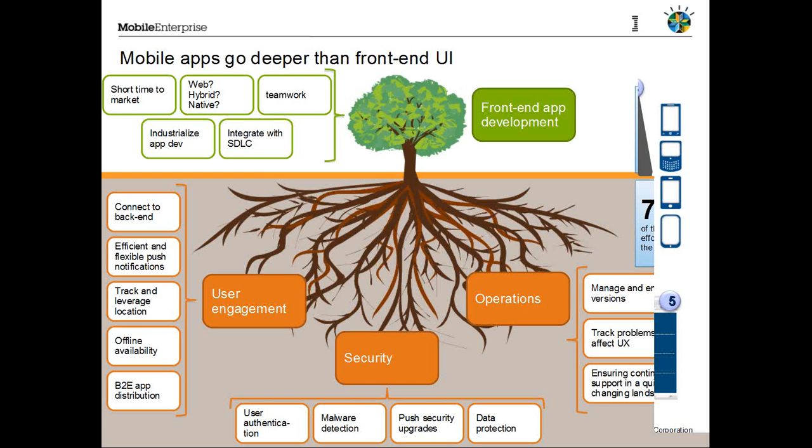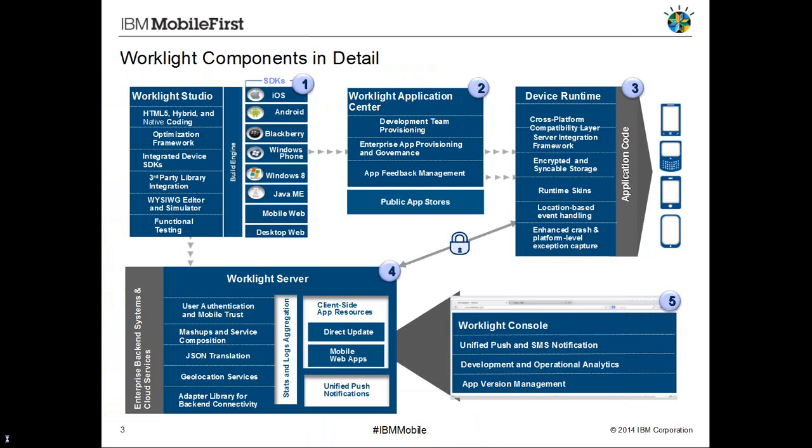Now, going a little bit further, I just want to introduce both the product buckets that we are trying to understand today. One is Worklight. So this slide will show you Worklight in a lot more detail. Worklight has predominantly 5 components.